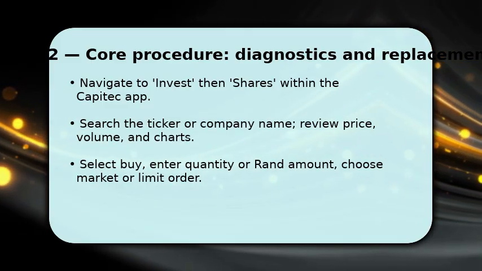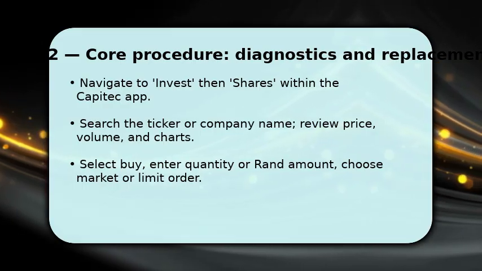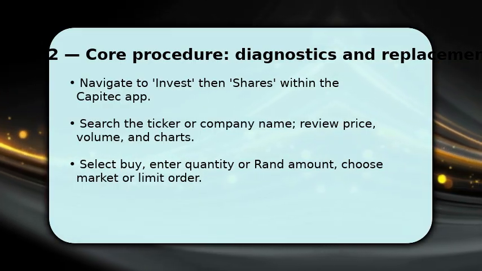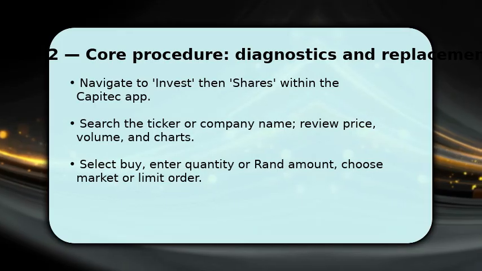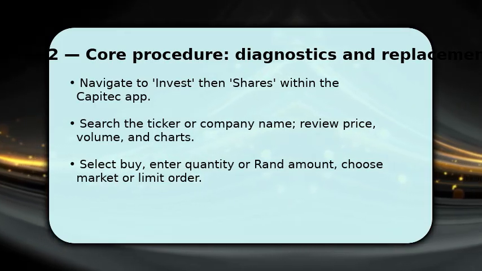Picking a limit order gives price control, while a market order fills fast. Once entered, confirm fees and estimated total. Then submit the order to route to the exchange.